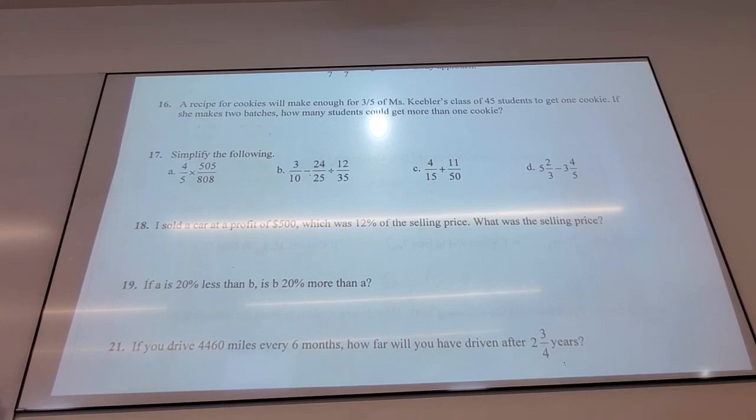So if she makes 2 batches, how many cookies? 54. Yeah. So how many kids could get more than one? Could get 2 cookies? 9. Yes, assuming they all eat one, I should say.